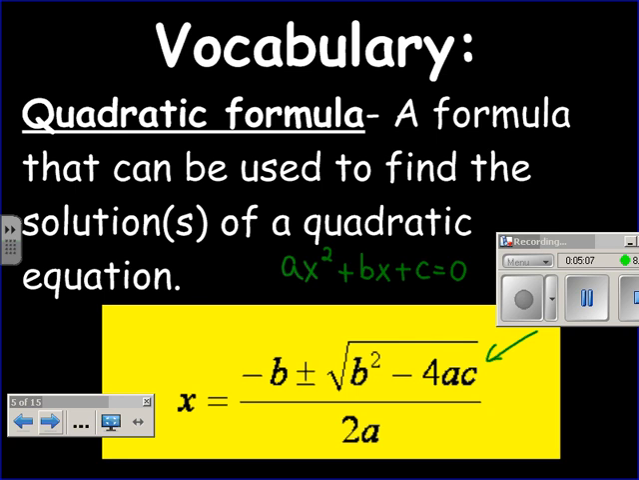One thing that I'd like to point out about the quadratic formula is this symbol right here, the plus or minus. That's actually creating two equations, and what that means is negative b plus the square root of b squared minus 4ac over 2a. And then the second equation would be negative b minus the square root of b squared minus 4ac over 2a.